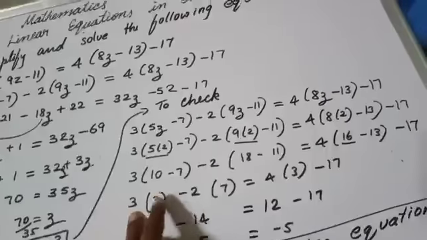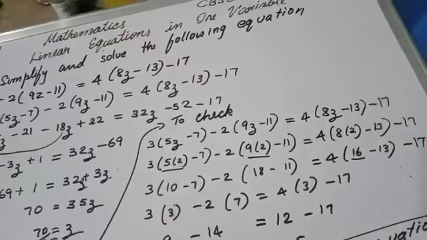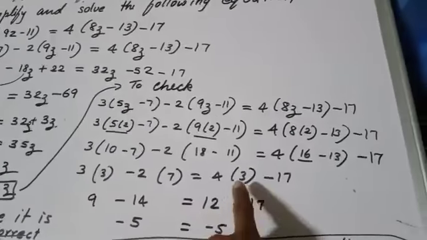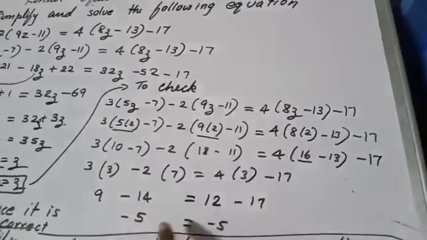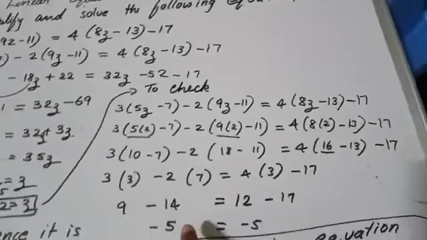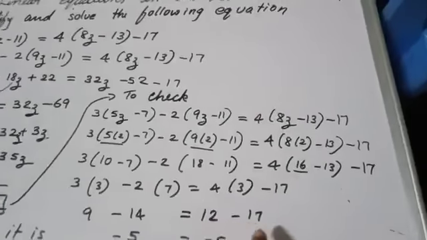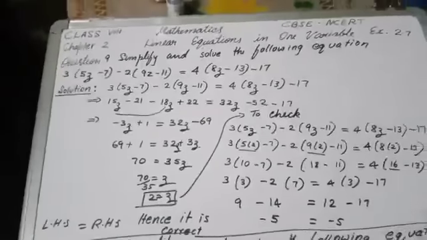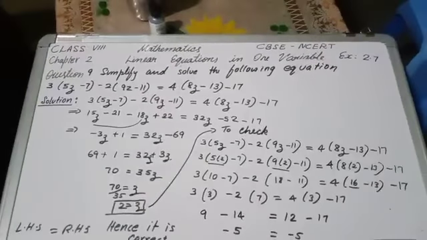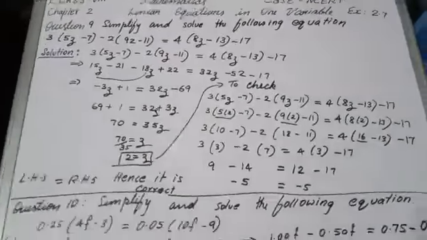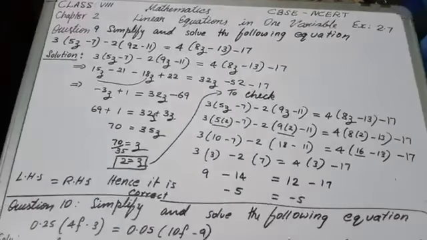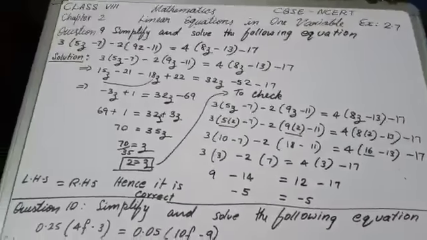Now we have to multiply with the outside. 3 3s are 9, 2 7s are 14, 4 3s are 12, minus 17. So 9 minus 14, we get minus 5. 12 minus 17, we get minus 5. So left hand side is equal to the right hand side. So it is correct.